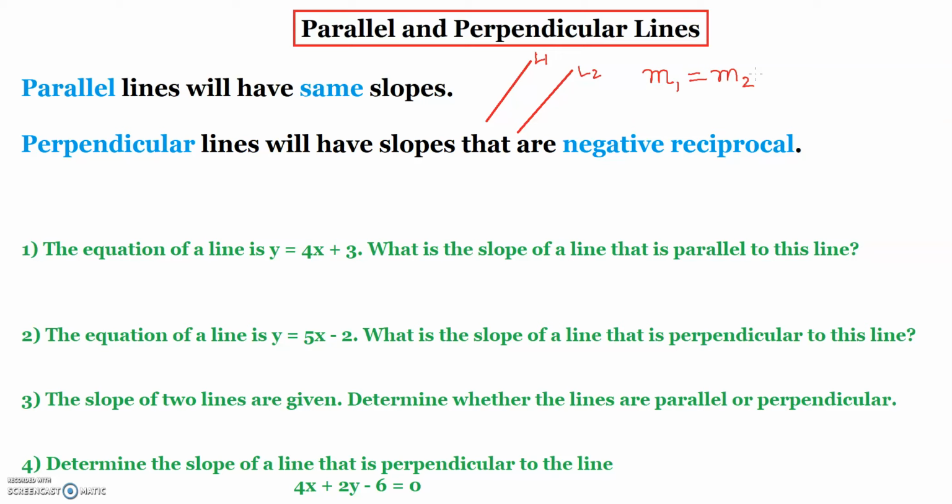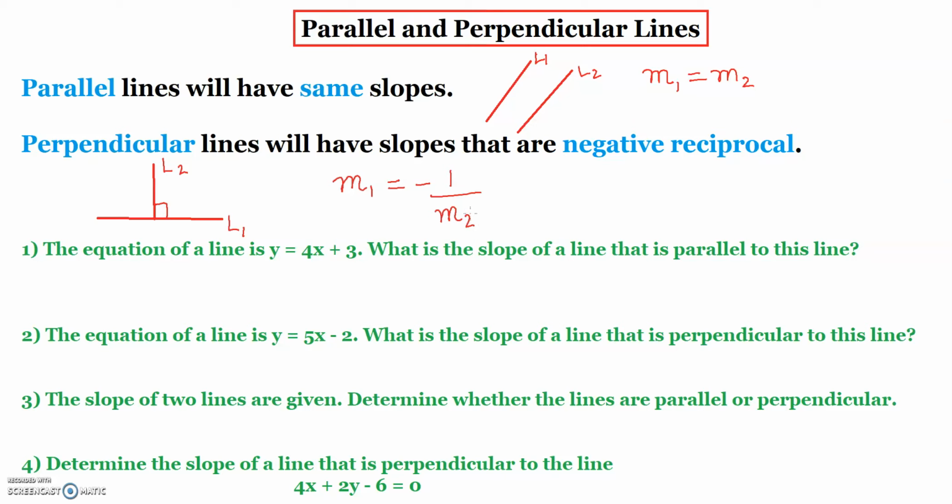Then we have the second one: perpendicular lines will have slopes that are negative reciprocals. So let's just look at the lines. I have one line and I have another one. Perpendicular means that it makes a 90-degree angle, which is here. I can label them as line 1, line 2. Therefore, the slopes will look like this: the slope of the first line is equal to the negative reciprocal, which means it will be negative 1 over the slope of the second one.